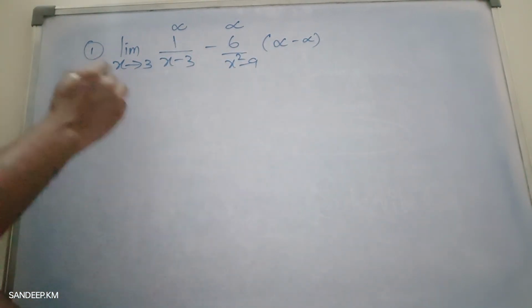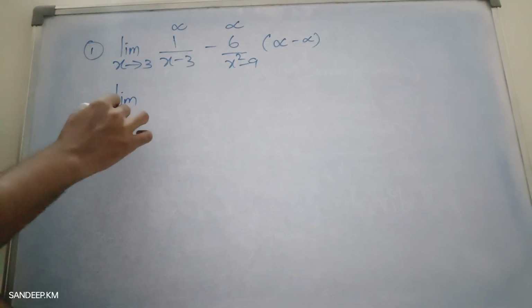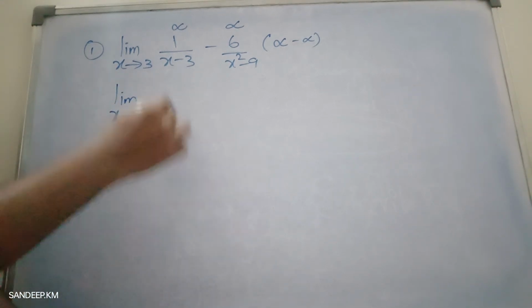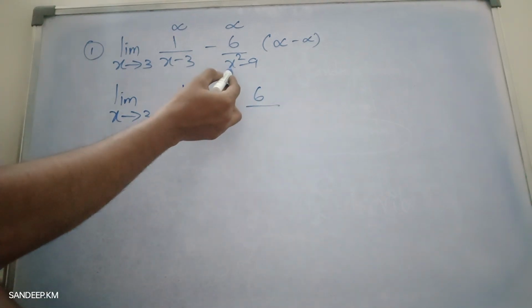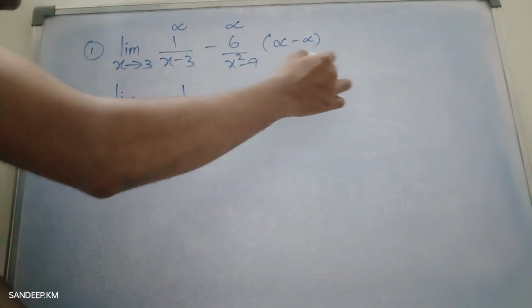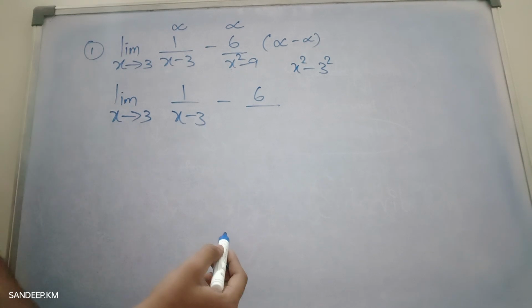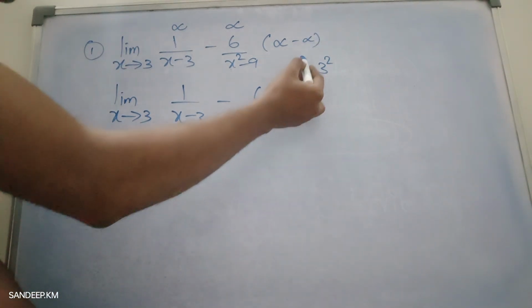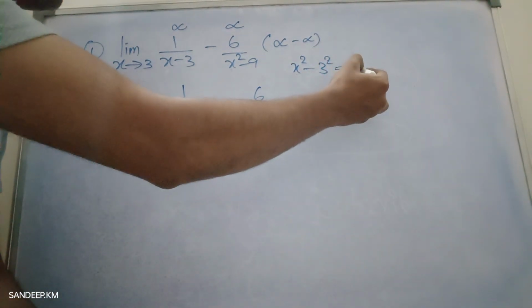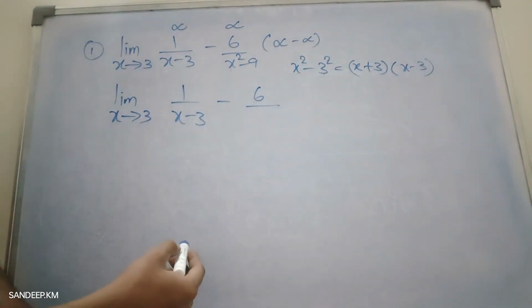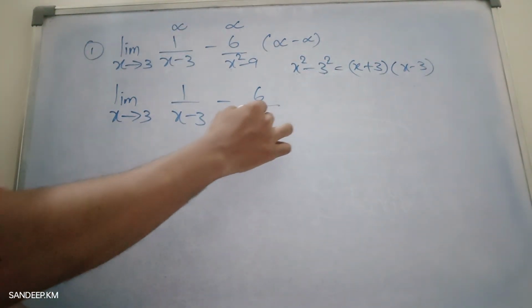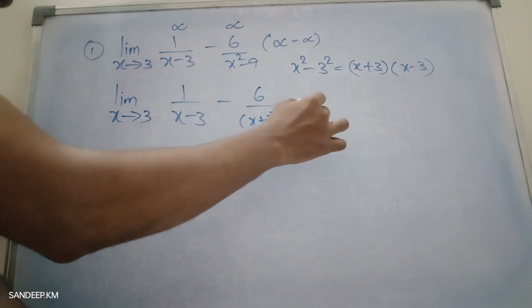Very easy itself. Limit x approaches 3 and 1 by x minus 3 as it is, minus 6 by, if you factorize x square minus 9, x square minus 9 is x square minus 3 square. It is of the form a square minus b square, which is a plus b into a minus b. So therefore the denominator, dear students, is x plus 3 into x minus 3.